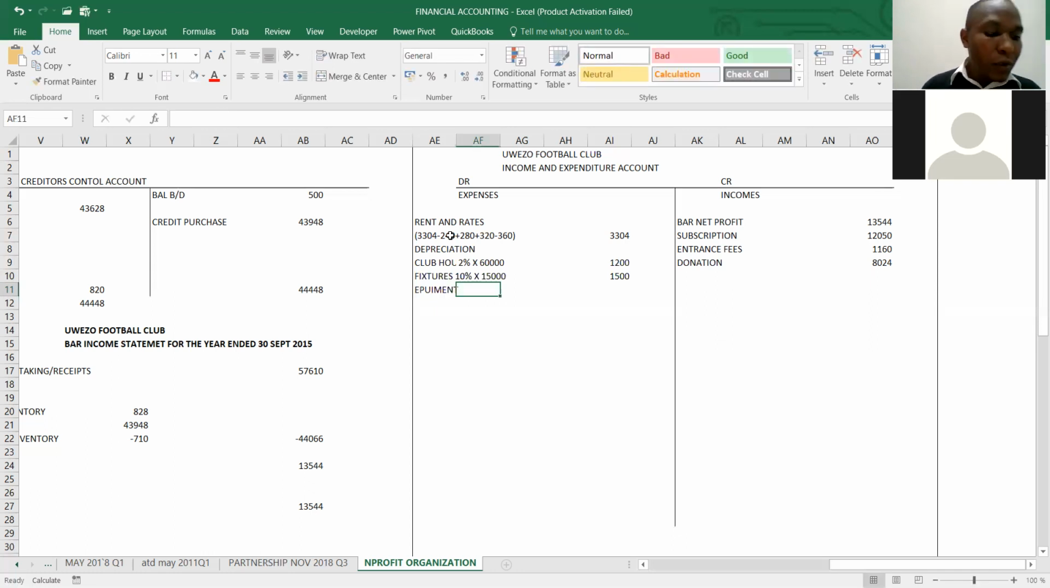Equipment wametuambia 20% on a reducing balance. Ametupia accumulated depreciation, because when we say on a reducing balance, it means you have less accumulated depreciation of what you have sold. So meanwhile, we will only take the value, which was 11,200 minus 400. Tukapata 10,800. So it will give us a depreciation ya ngapi?